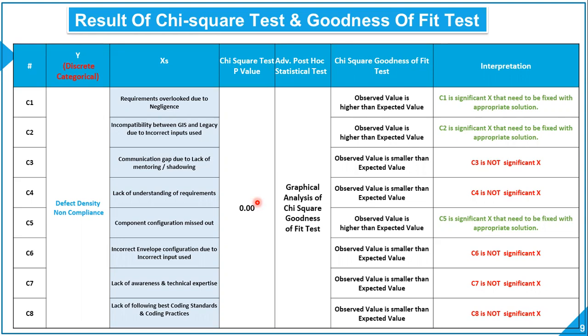That's what we wanted to prove. So here we have proven that, right? But with the help of graphical analysis of chi-square goodness of fit test, we extended our analysis to conclude that these X's do have statistically significant impact out of the list of critical X's. So which are those X's? Here we could find C1, C2, and C5 are the X's where observed value is higher than expected value.